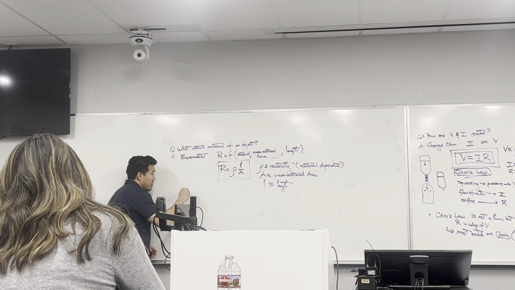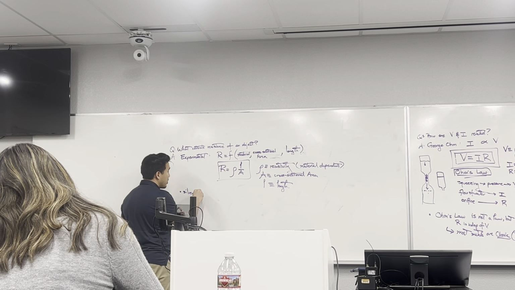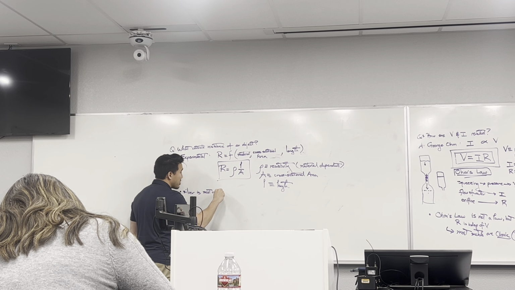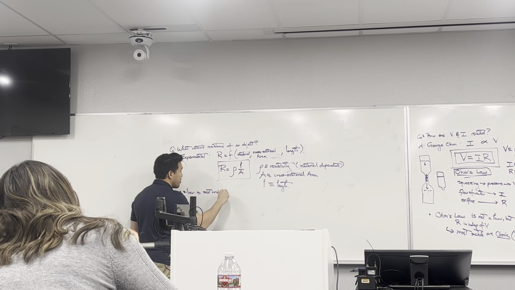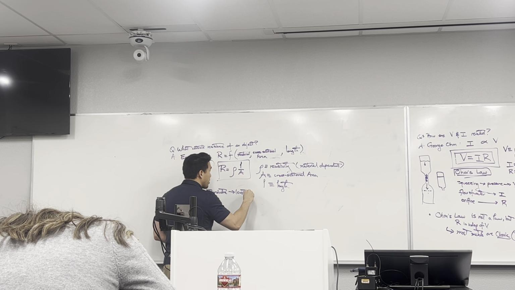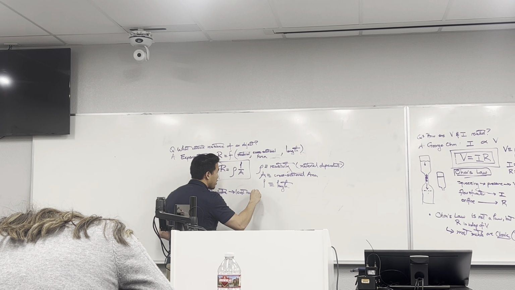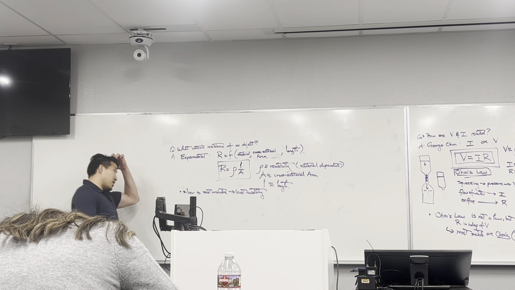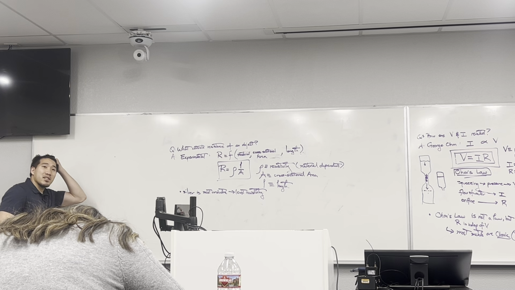Now, silver is the most conductive, meaning it has the least resistivity.